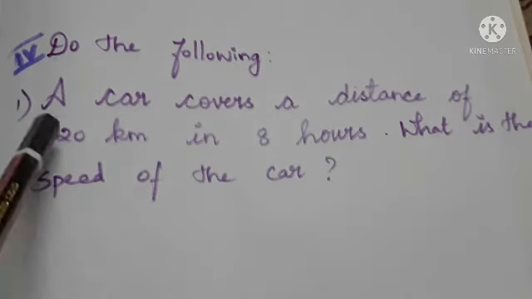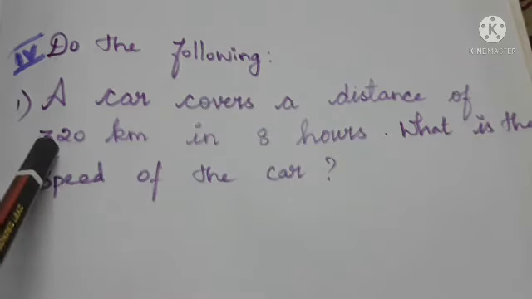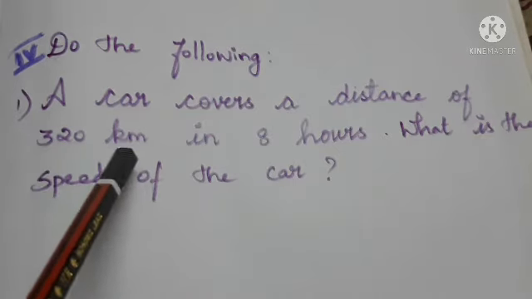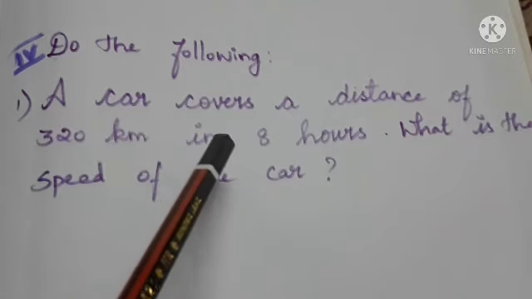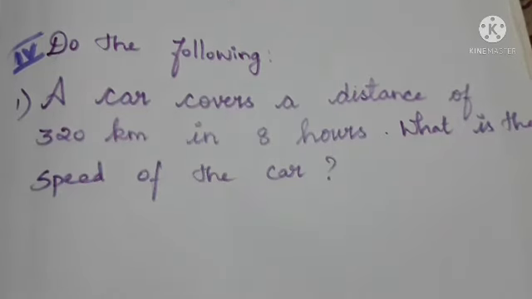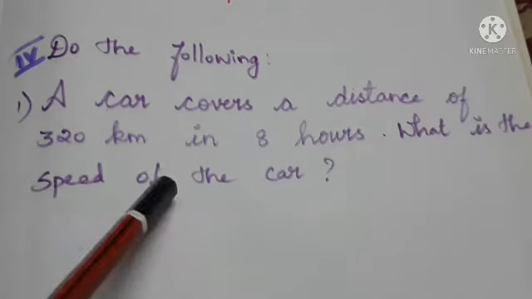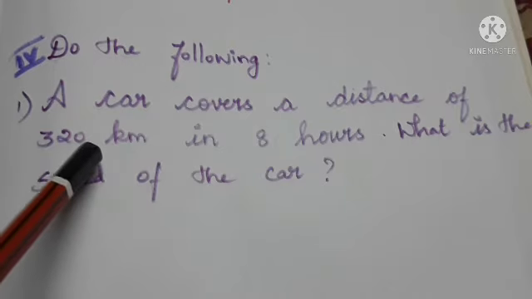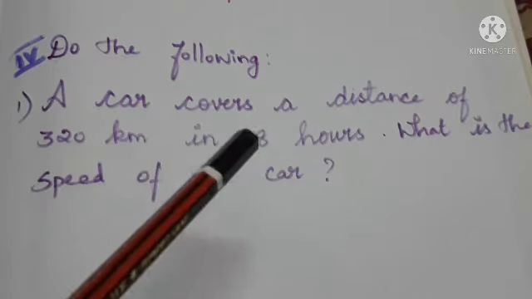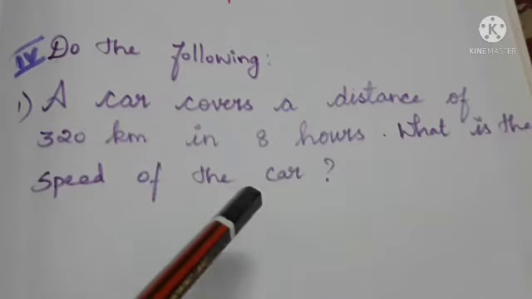So one car is traveling a distance of how many kilometers? Yes, 320 kilometers it is moving. In how many hours? Yes, it will take 8 hours. So the car takes 8 hours to travel from one place to the next place, covering 320 kilometers within 8 hours. So we want to find out at which speed the car is moving.